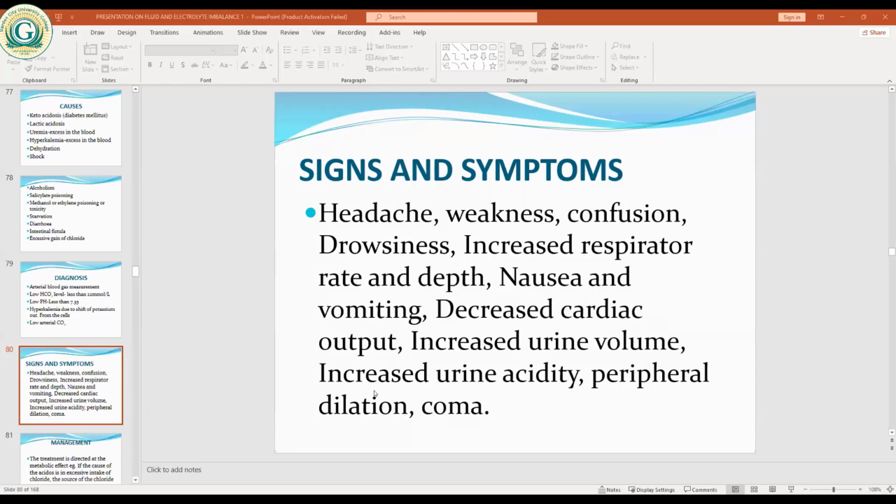So once you run, you see there's increased activity of the heart. So you see that the veins and the capillaries are dilated, and you have peripheral dilatation because there's increased blood activity.